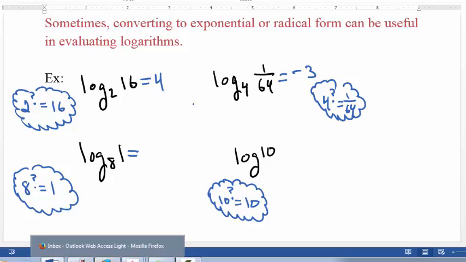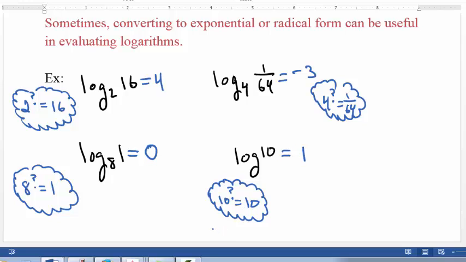And then log base 8 of 1, well, 8 to what power will give you 1, right? Anything to the 0 power will give you 1. So log base 8 of 1 actually equals 0. And then over here, 10 to what power will give you 10? Well, 10 to the 1st, right? And those two at the end there are actually special ones that we're going to write as properties of logs in a second.